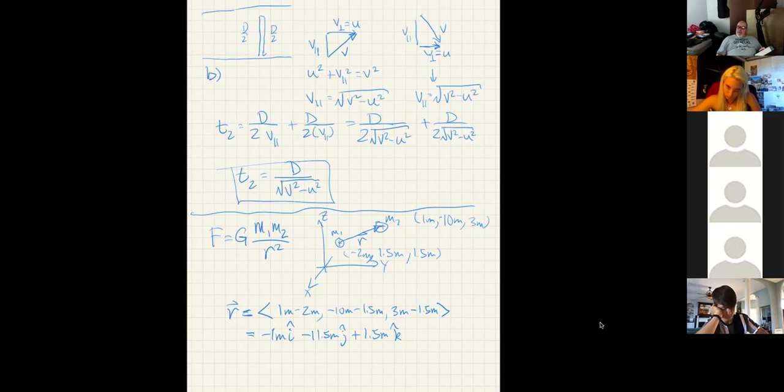So that's a way you can do vectors. You just take the coordinates of the head of the vector and subtract from it the coordinates of the tail of the vector. If you do that, you will get the vector that goes from the tail to the head, okay? Now, if I were to multiply this force, F equals G M1 M2 divided by R squared, by R, I would in fact get the direction of the force on one due to two.